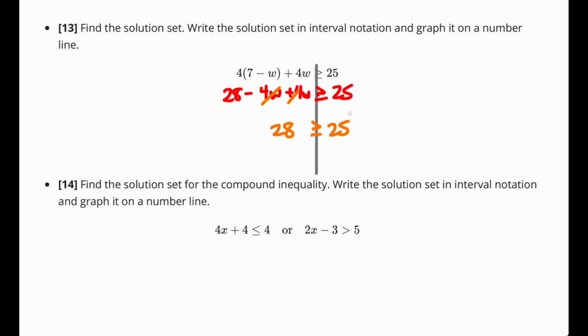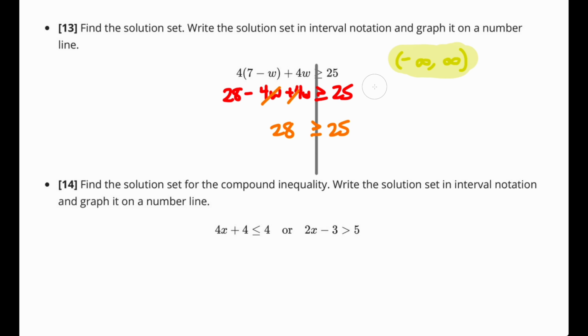Okay, 28 is greater than or equal to 25. In fact, it's just actually greater than it. So that means that there's infinitely many solutions. Okay, so all numbers would work for this. And how do you draw all numbers with interval notation? You would say from negative infinity all the way to positive infinity. So that would basically include every single possible number because you're going forever to the left and forever to the right. Any of those numbers would work.